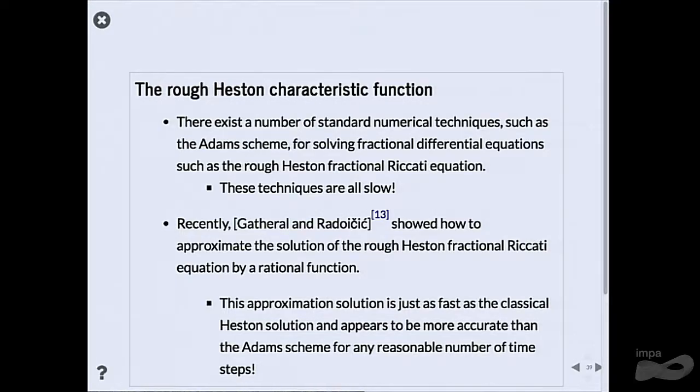There exist a number of standard numerical techniques, such as the Adams scheme and also the Martino scheme, but maybe it's not so slow, so maybe I should change this. I'm going to change this. We take advantage of the technology.